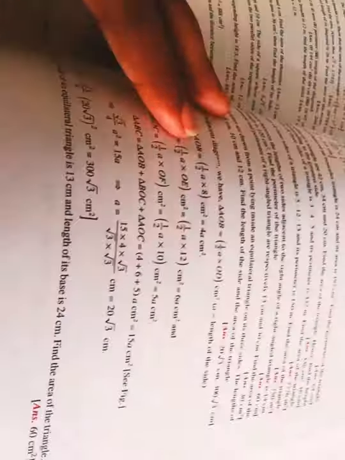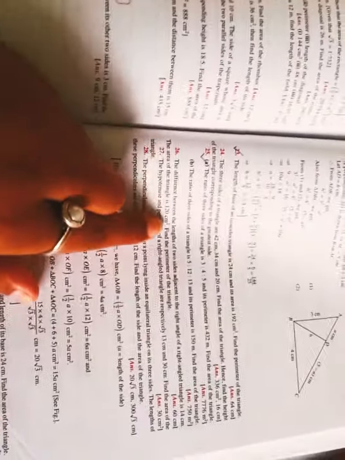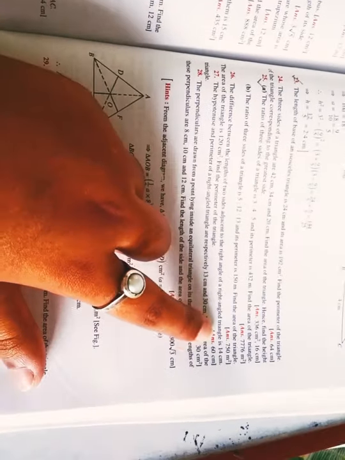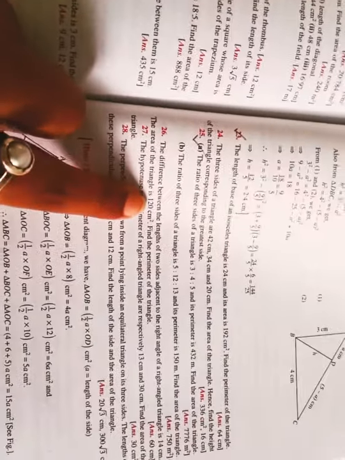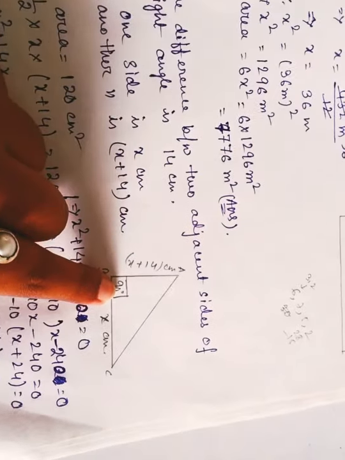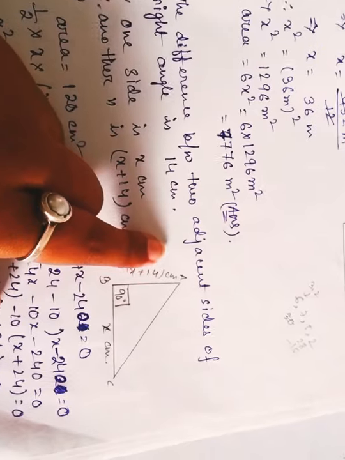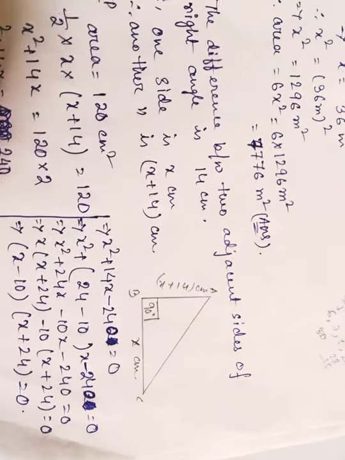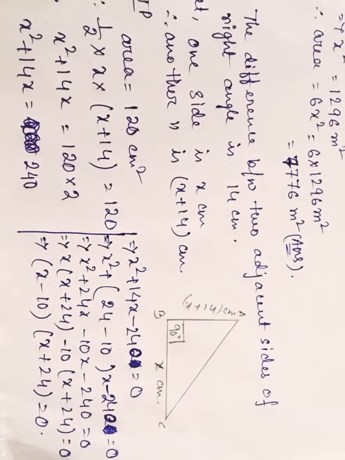Okay, and then the next one says that the difference between the lengths of the two sides adjacent to the right angle of a right angle triangle is 14 cm and the area of the triangle is 120 square centimeters. Then find the perimeter of the triangle. This is the right angle, and the two adjacent sides are these. The difference between these two sides is 14 cm. That means one side is greater than the other by 14 centimeters.